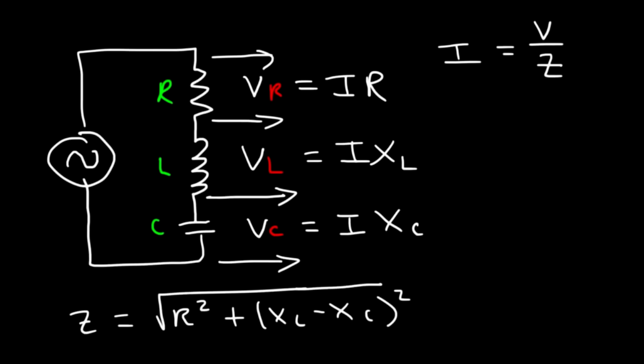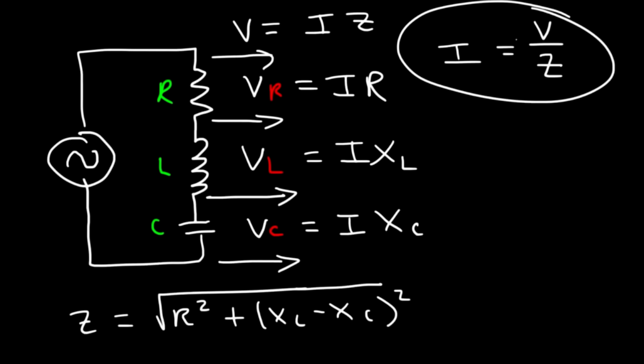So Z has the same unit as resistance. Just as V equals IR, V is equal to IZ. So that's how you can find the total current in the circuit. Just take the voltage divided by the impedance. Now there are some other equations that you need to know.